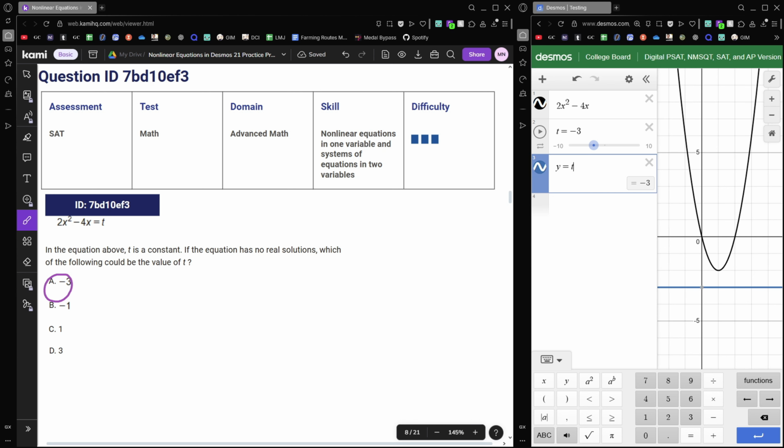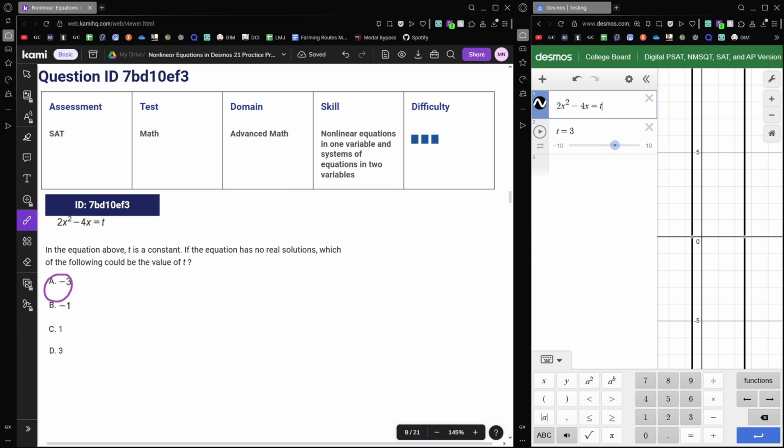And you notice that the parabola and the line never intersect. So once again, negative 3 would be our answer. But if you plugged in negative 1, the lines would intersect. If you plugged in 1, the lines would intersect. If you plugged in 3, the lines would intersect again.